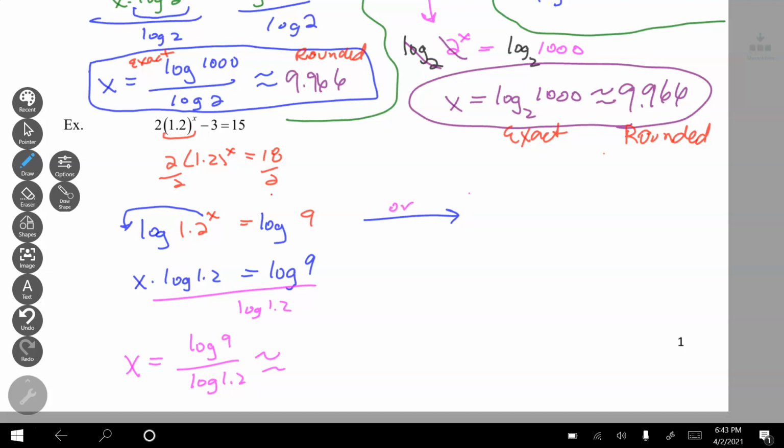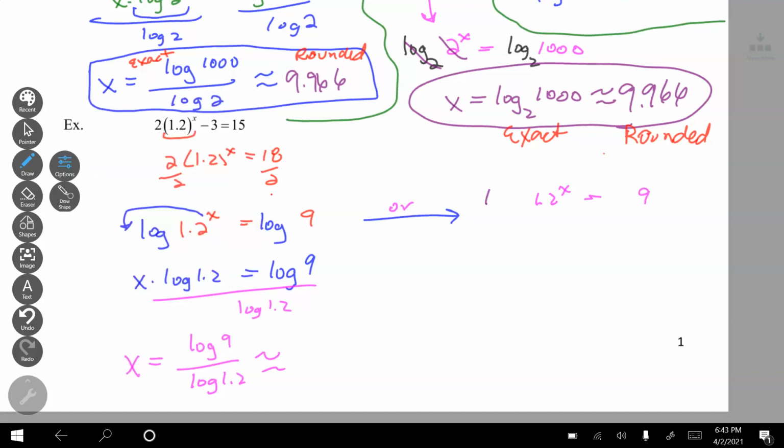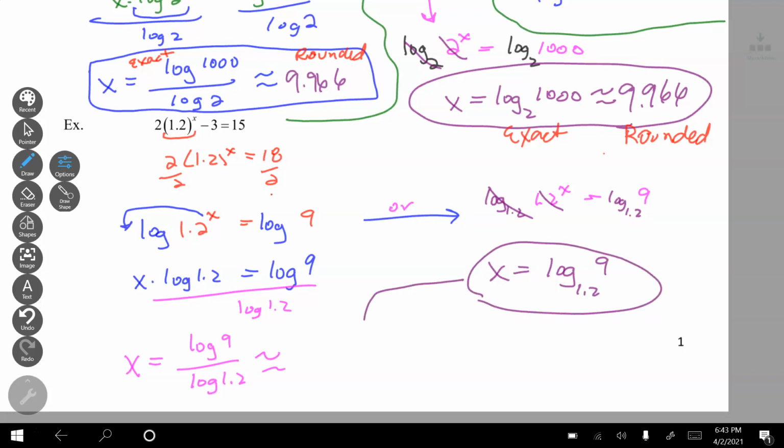I'll type that in the calculator in a minute. Or the other way is, when I had 1.2 to the x is equal to 9, I could have done that whole log base 1.2. I could use really any base I want for logs. These cancel. I get x is equal to log base 1.2 of 9. And you'll see that this solution will be exactly what that guy is, because of the change of base. And I'll go to my calculator and I will show you that.